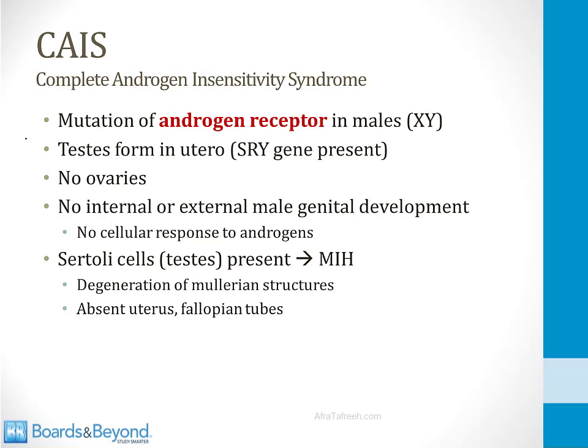Next, let's talk about the complete androgen insensitivity syndrome, which is a mutation of the androgen receptor that occurs in chromosomal males with an X and a Y chromosome, so that in this disorder, these male children, even though they have an X and a Y chromosome, cannot respond to androgens.